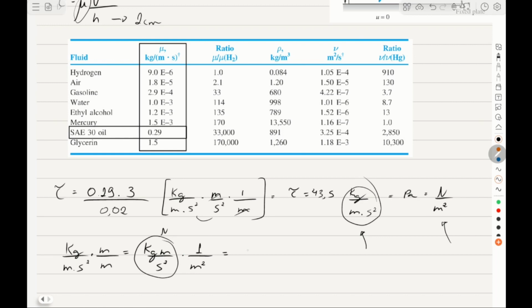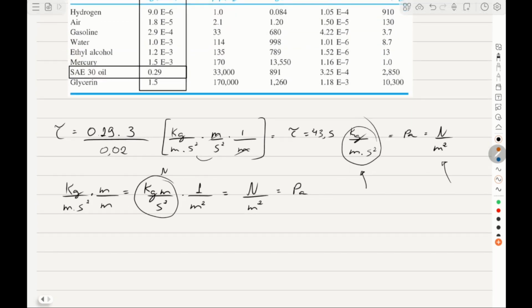So here we have newtons per meter squared, which is equal to Pascal. We didn't have to add anything to multiply, so the same number for the shear stress is 43.5. So our result is shear stress is equal to 43.5 Pascal.